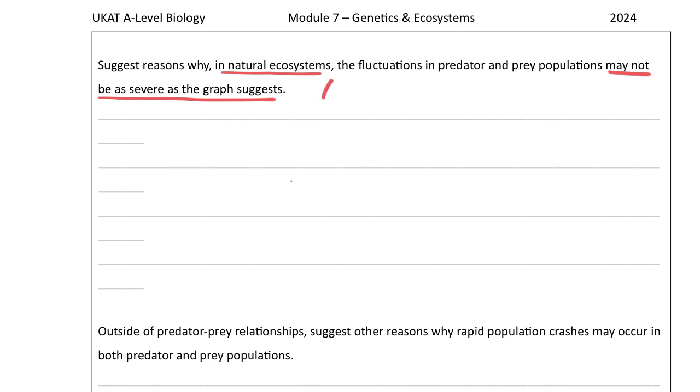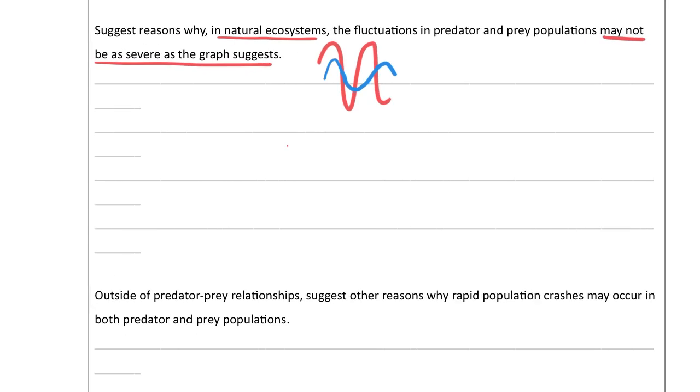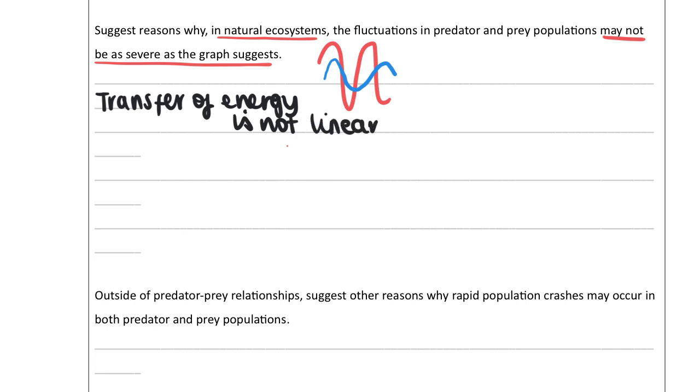So instead of going up, down, massive peaks and troughs, we could end up instead with a much shallower kind of curve. Obviously, you're still going to get those peaks and troughs, but they aren't ever going to be as severe. And this is because normally the transfer of energy, so our food chains, is not linear. And that is to say, that we don't have the prey passing energy on to the predator, and that is it. That's generally not the case.